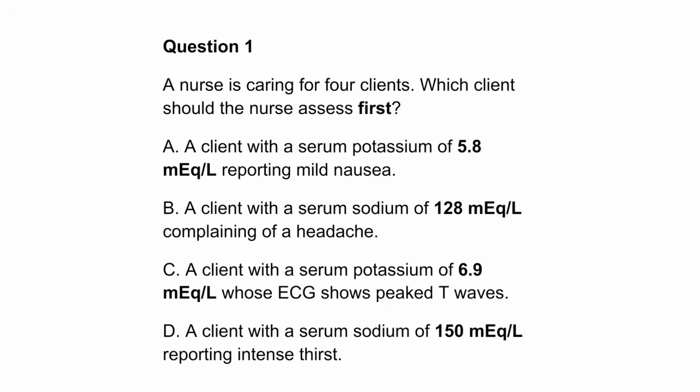A nurse is caring for 4 clients. Which client should the nurse assess first? A. A client with a serum potassium of 5.8 milliequivalents/L reporting mild nausea. B. A client with a serum sodium of 128 milliequivalents/L complaining of a headache. C. A client with a serum potassium of 6.9 milliequivalents/L whose ECG shows peaked T waves. D. A client with a serum sodium of 150 milliequivalents/L reporting intense thirst.